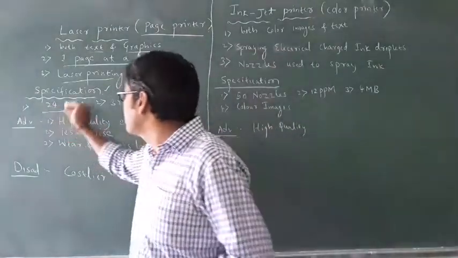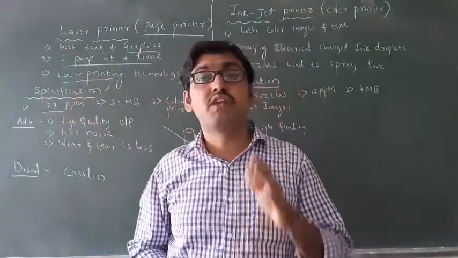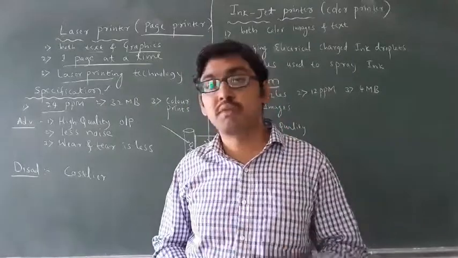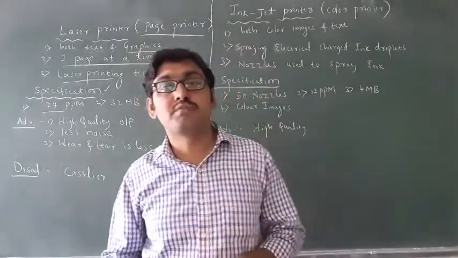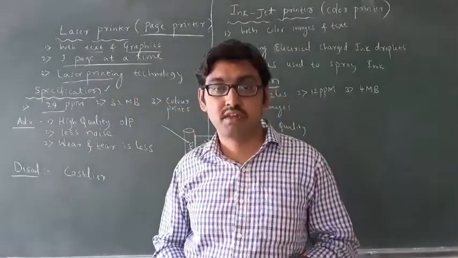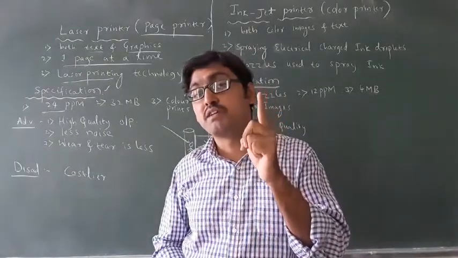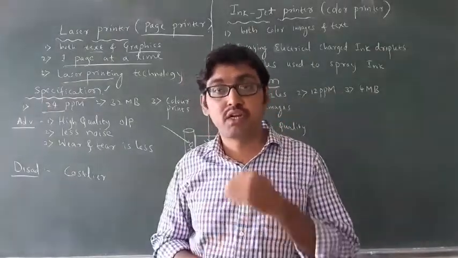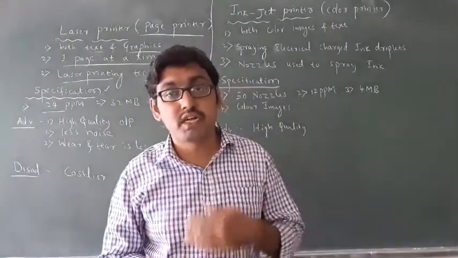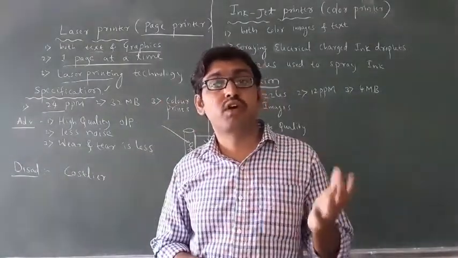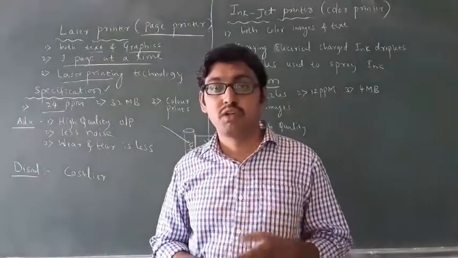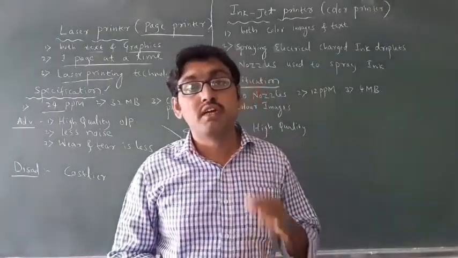The printing speed will be 24 ppm. 24 ppm means in 1 minute it produces 24 pages. Okay, 24 pages it will print. That's much capacity. Compared to a dot matrix printer, its capacity is more. In 1 minute it prints 24 pages.